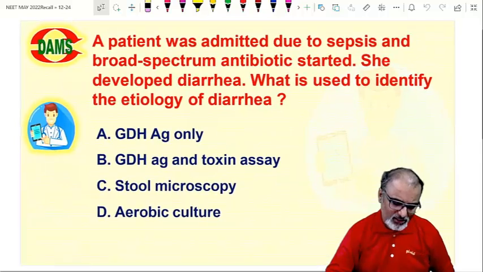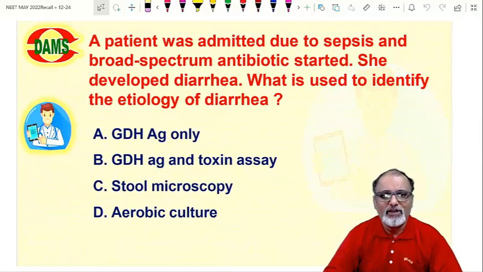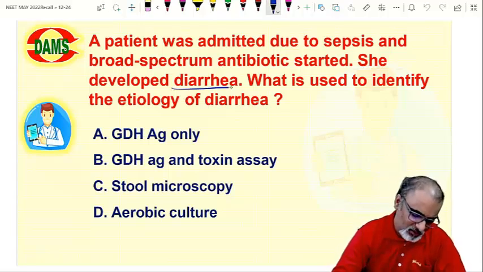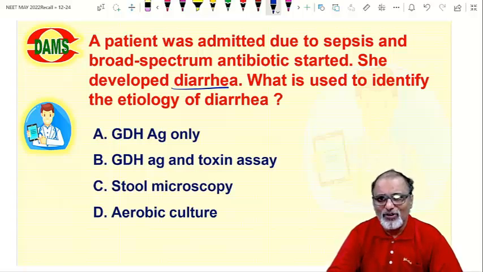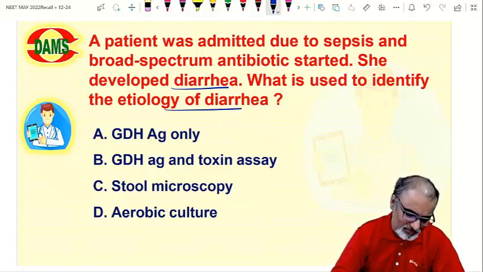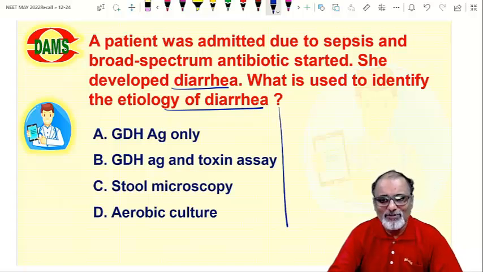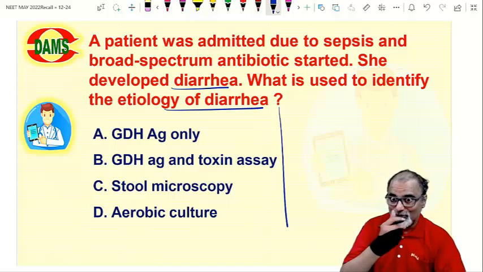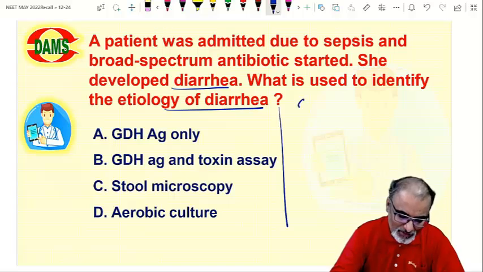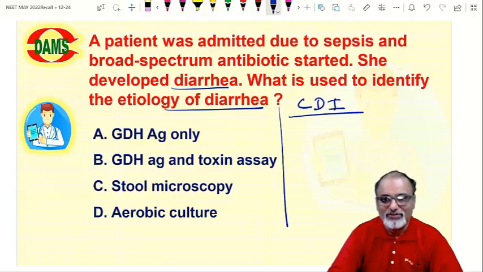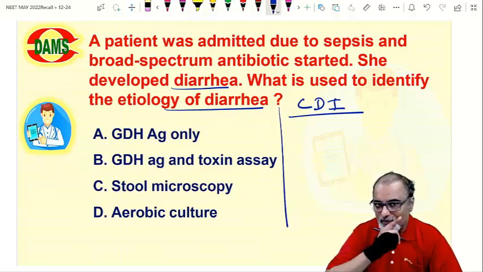A patient was admitted due to sepsis and broad spectrum antibiotic started. She developed diarrhea after antibiotic administration. Consider the previous question. What is used to identify the etiology of the diarrhea? I don't know, in one chapter they are asking 2 questions. Okay, no problem. Sometimes they'll confuse you. You thought it may be from some other topic. Now both are from Clostridium difficile, CDI, Clostridium difficile infection. It is called antibiotic associated pseudomembranous enterocolitis.